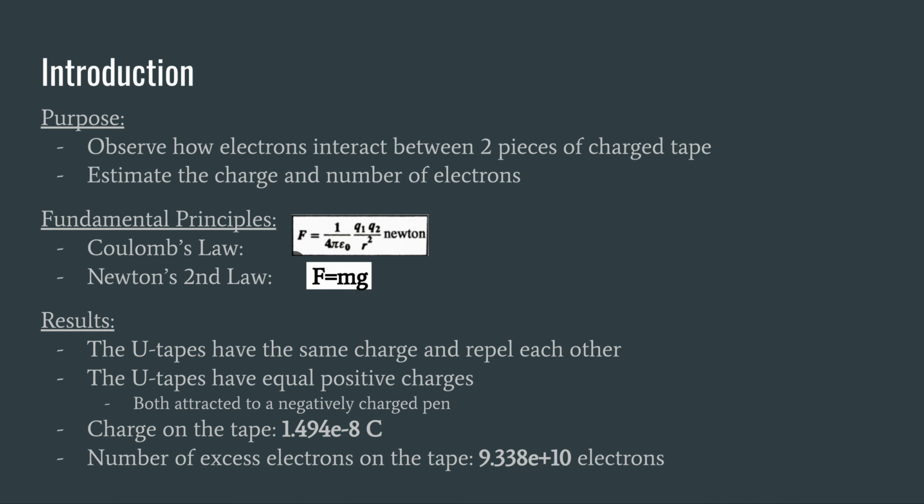So the results of this experiment show that the tapes have the same charge and repel each other, and they both have equal positive charges, which we discovered by observing that they were both attracted to a negatively charged pen. The charge calculated on the tape was 1.494 times 10 to the negative 8 coulombs, and the number of excess electrons on the tape was found to be 9.338 times 10 to the 10th electrons.